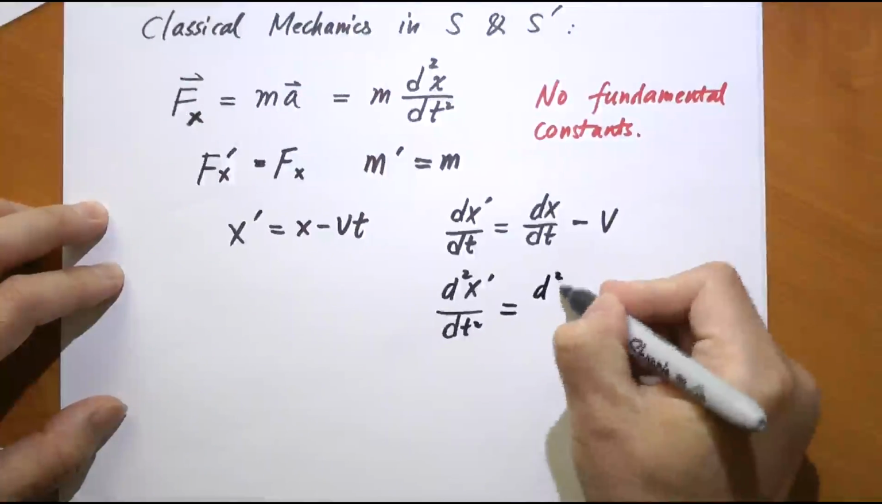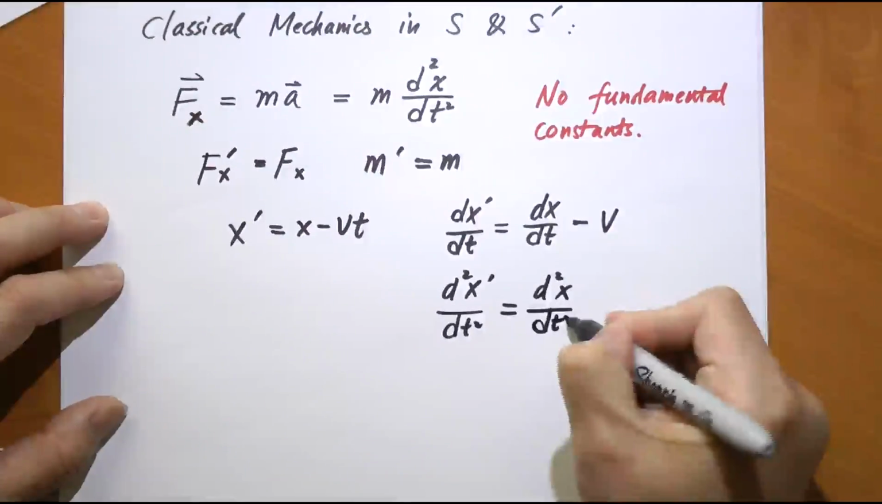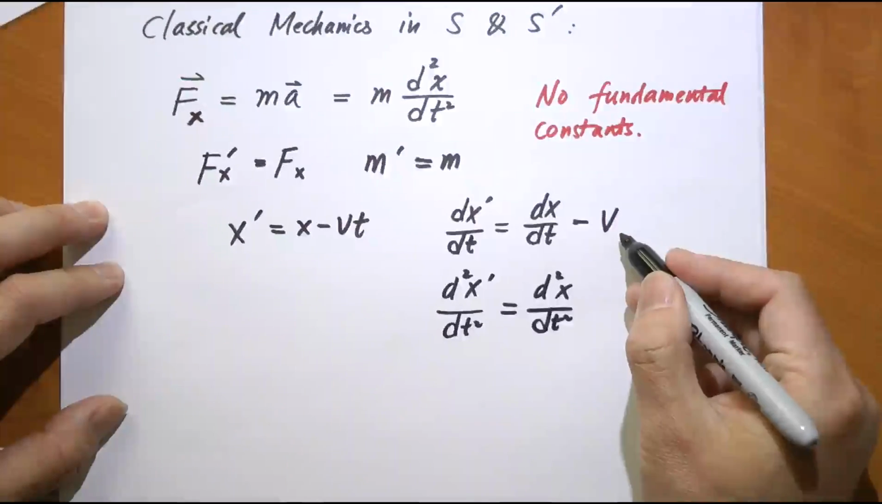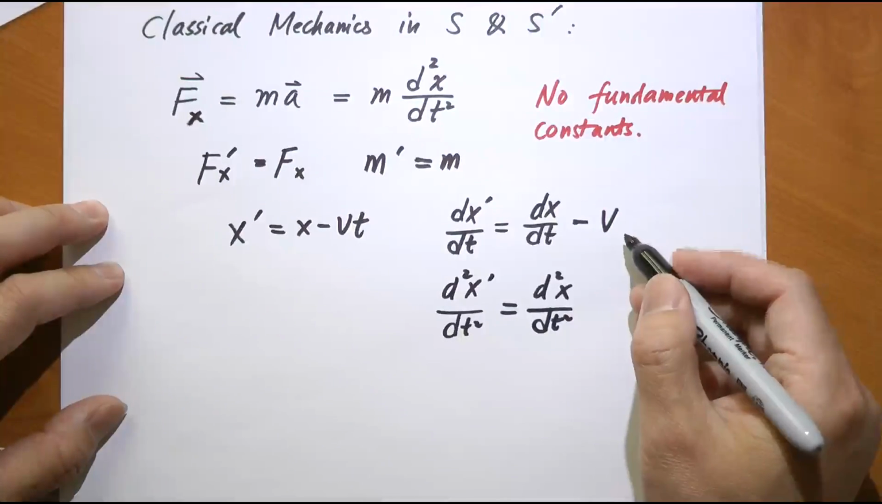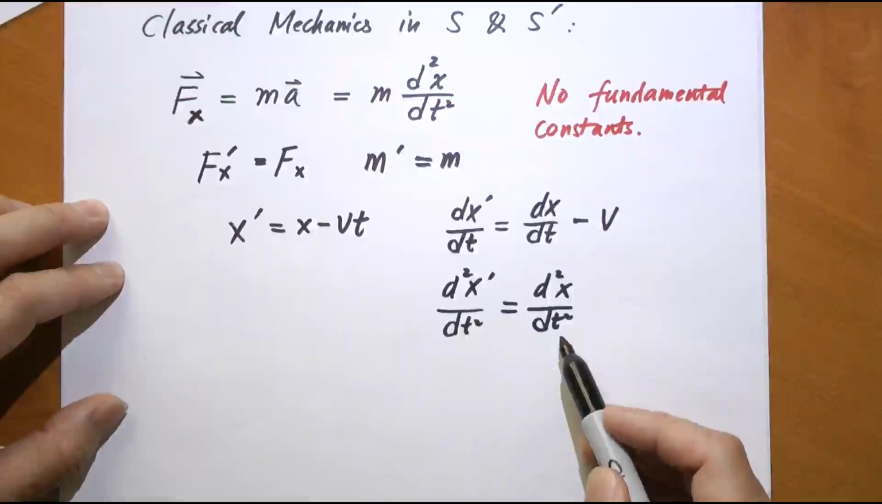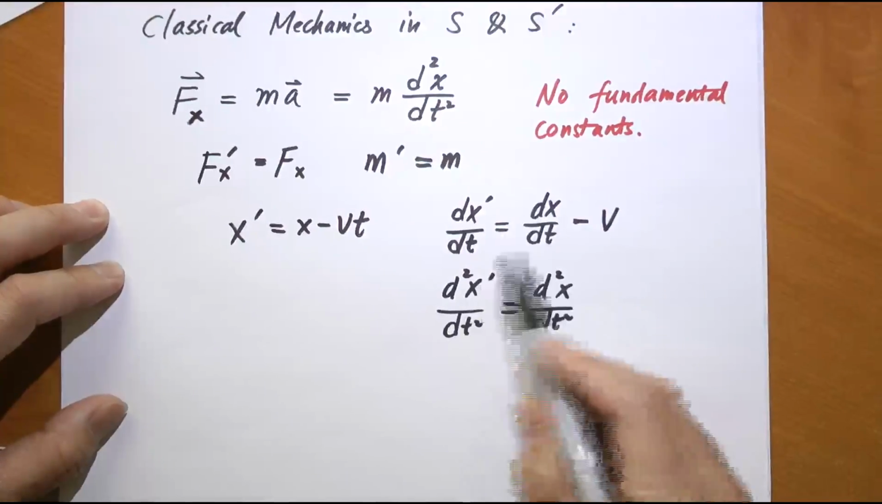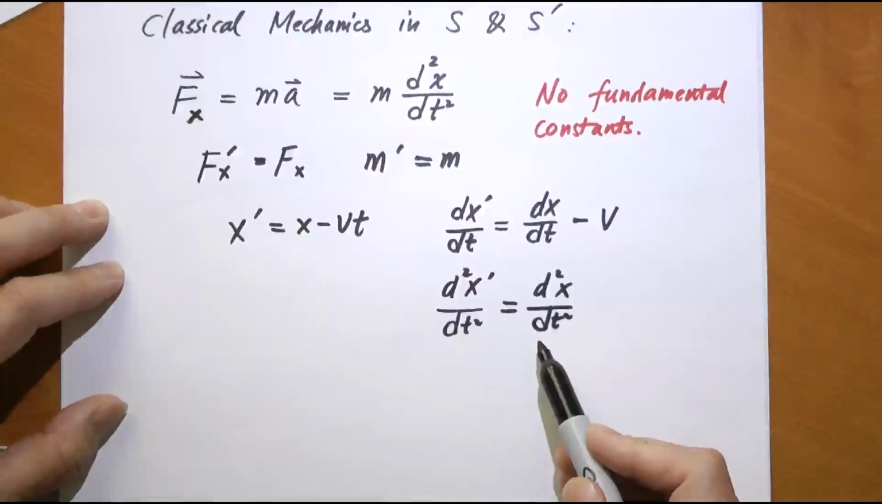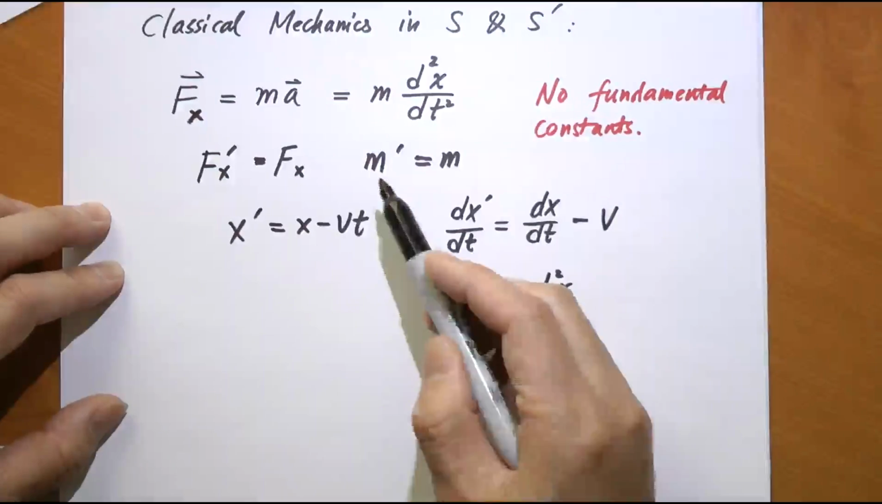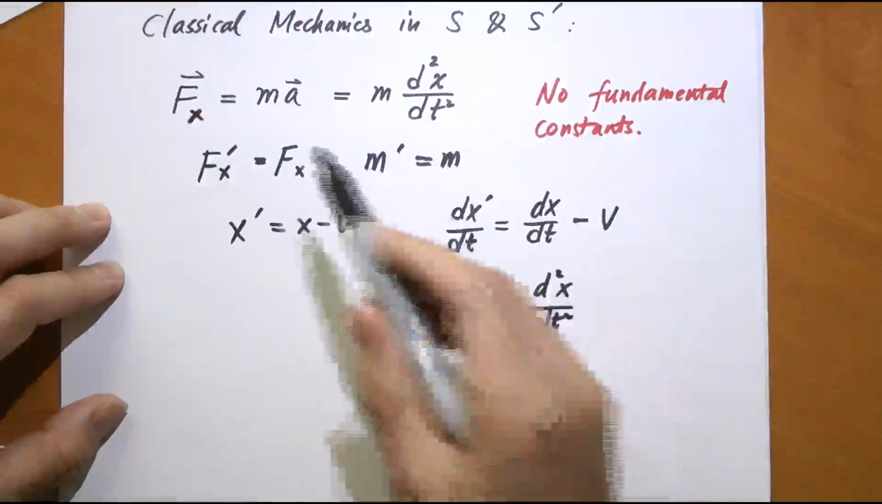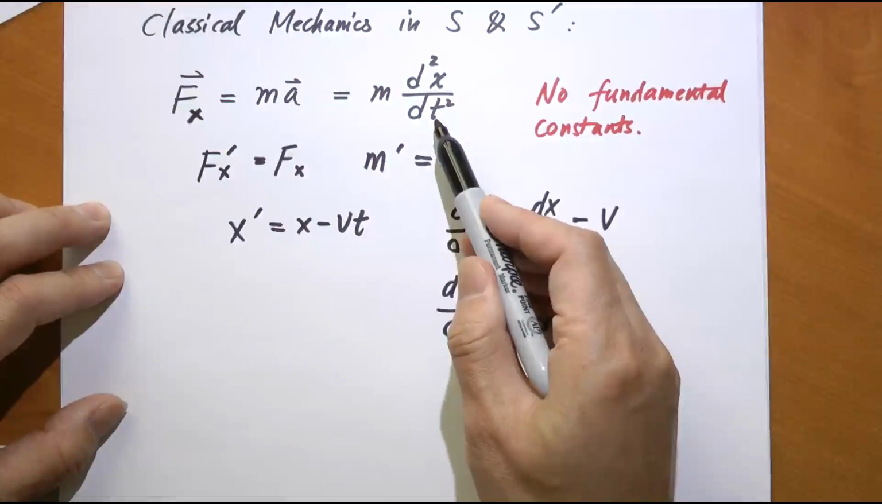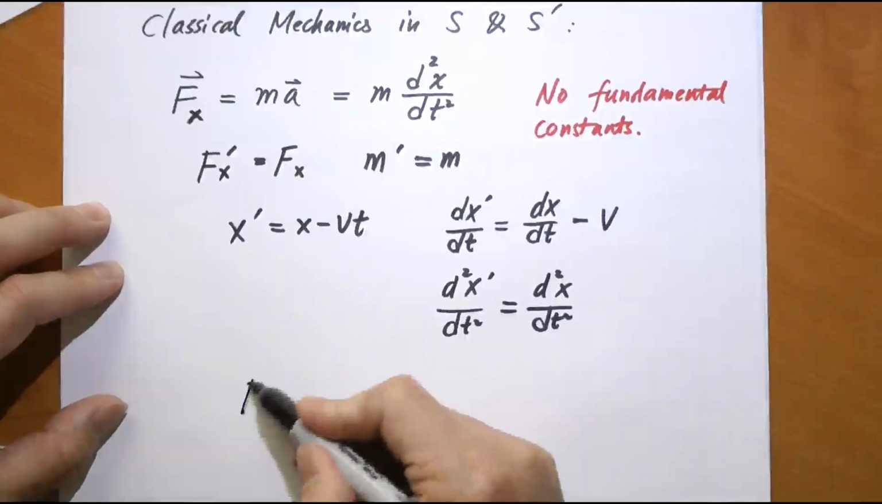And that's the second derivative here. And dv dt is 0 because V doesn't change. So you see here, the accelerations are the same, even though the velocities may be different. The acceleration is the same. Okay, and the force is the same, mass is the same, the acceleration is the same. Therefore, if Newton's second law is valid in one reference frame, S, I can write the same thing.